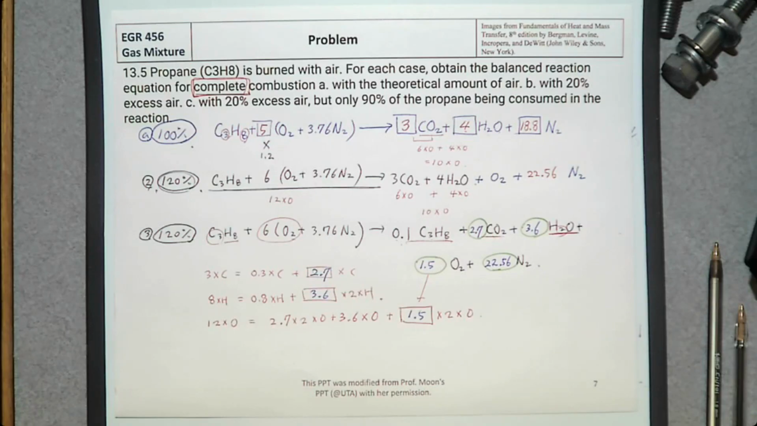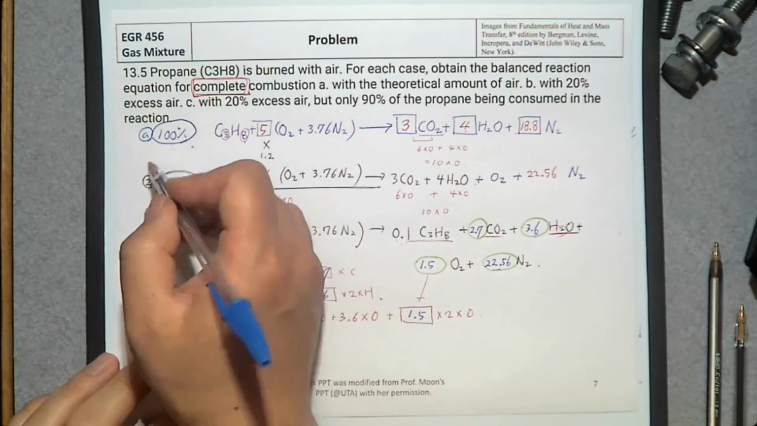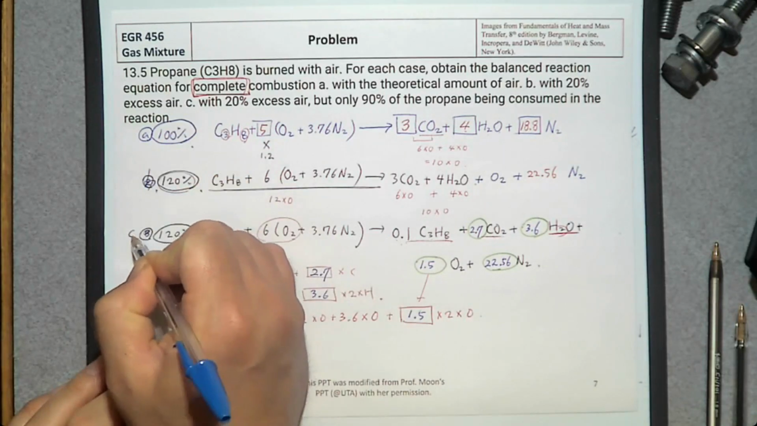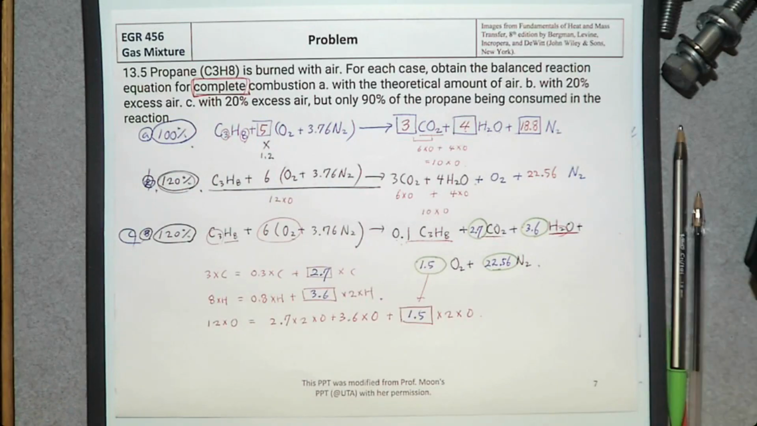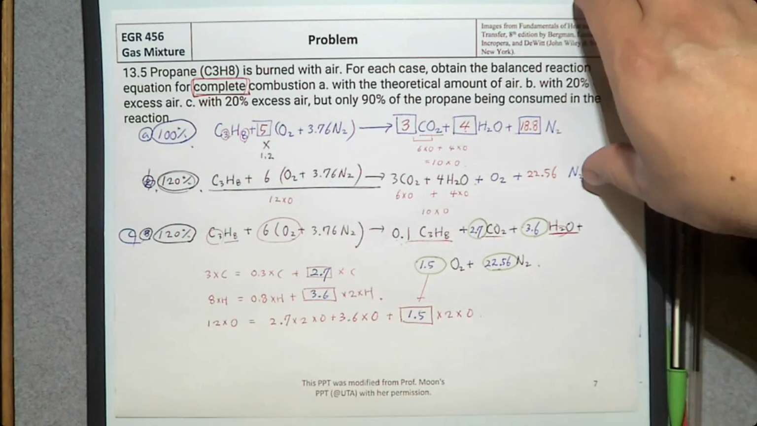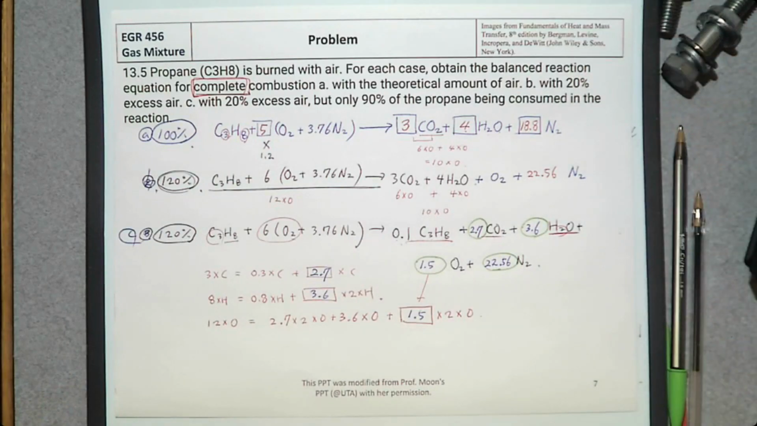A, 2, 3, something wrong. A and B and C. Any question? If I give you a problem like that, can you complete it? Yeah. So that's how we determine the balanced reaction equation for a combustion process.